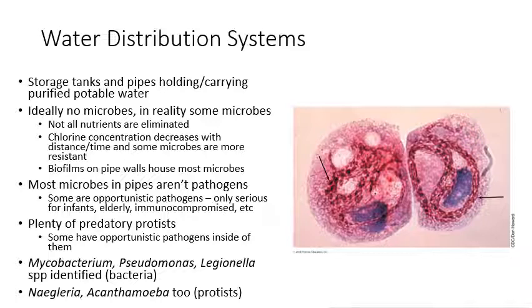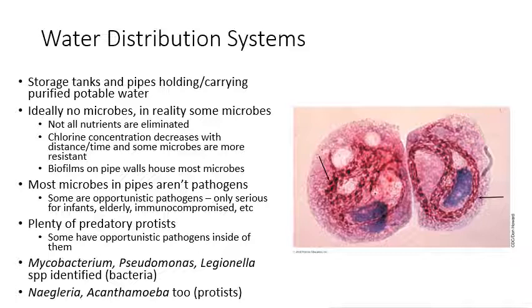The final kind of part of the water system is the water distribution. So after you have purified your drinking water and it's now potable, then you have to distribute that to homes and businesses. So you're going to have a series of pipes to pump it and storage tanks to store it. Ideally, you would like to have no microbes in those pipes and tanks, but in reality, you do have some microbes. So you would have eliminated most of the nutrients from this water that would be available to support microbial growth, but the truth is you can't do anything 100%. So there's going to be some nutrients left over that can support a small amount of microbial growth.